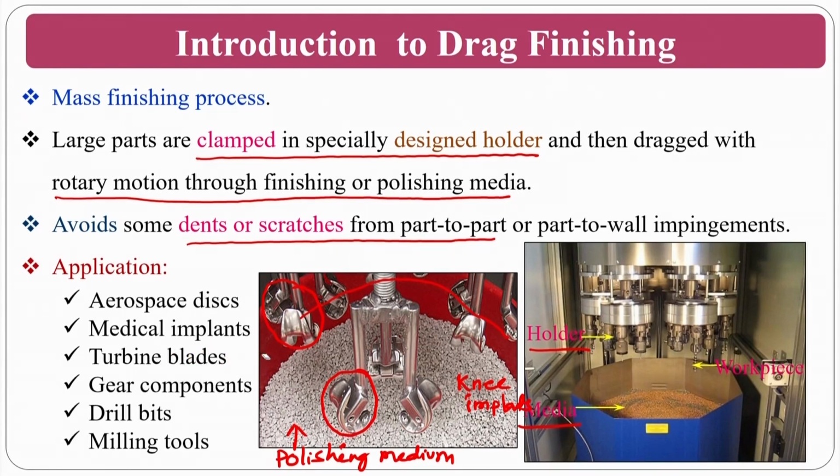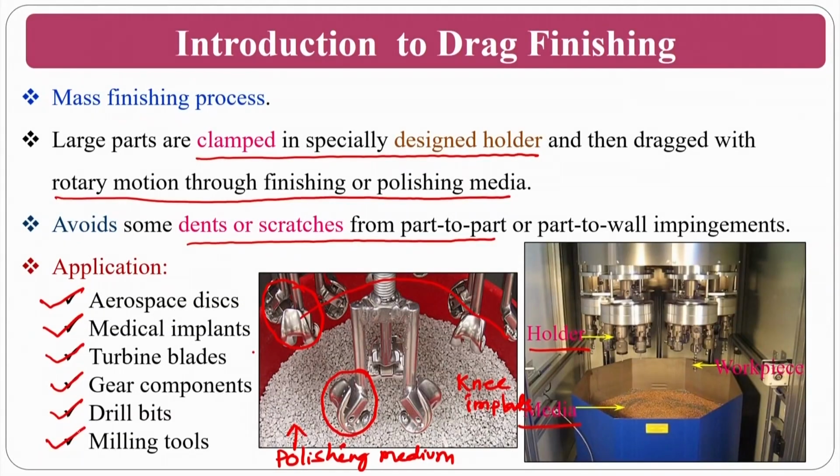If you see the applications of this process, it can be used in aerospace industries and medical implants. Basically, whatever you are seeing is a medical implant. You can use it for turbine blades in the aviation industry, and gear components in automobile or aviation or many places wherever gear components are used. You can also use it for drill bits, because drill bits have flutes whose contours are completely different from tool to tool. At the same time you can also use it for milling tools. Milling tools also have a helical nature and other features. So, in order to finish the nook and corner of these complex surfaces, you can go for the drag finishing operation.